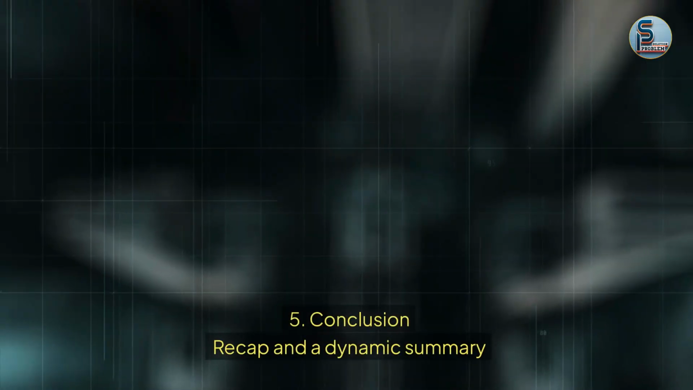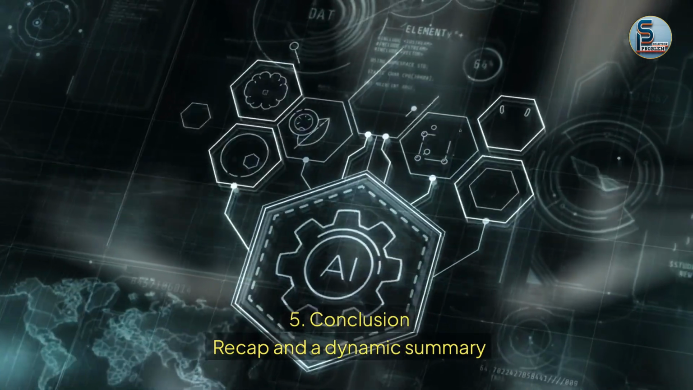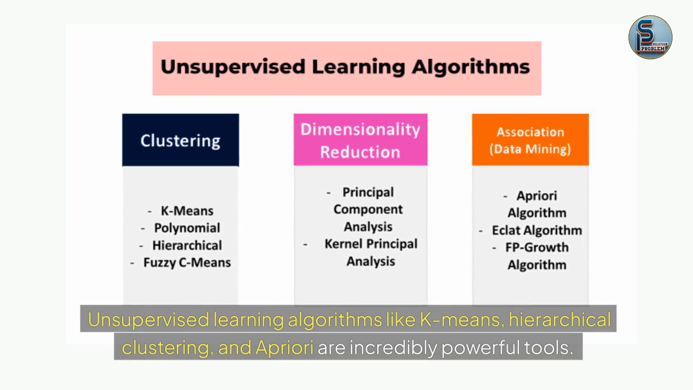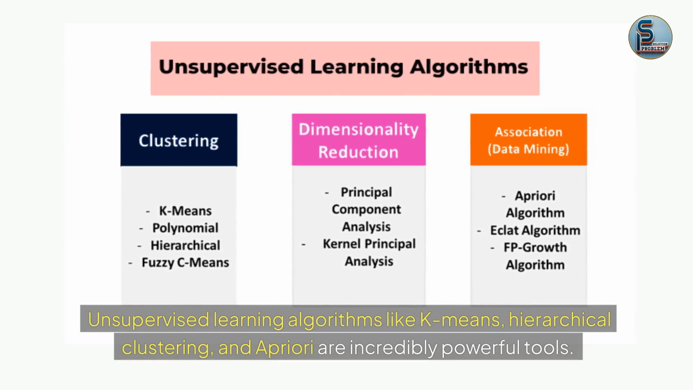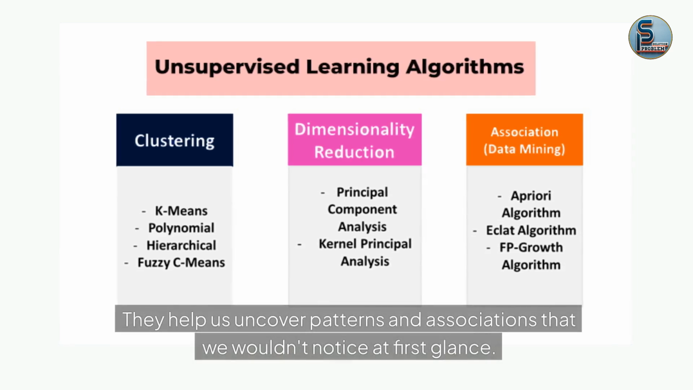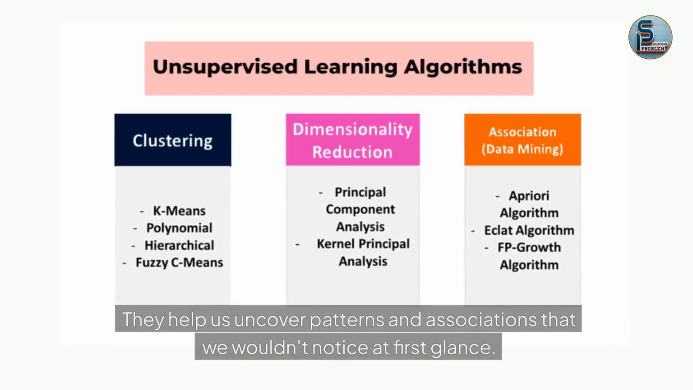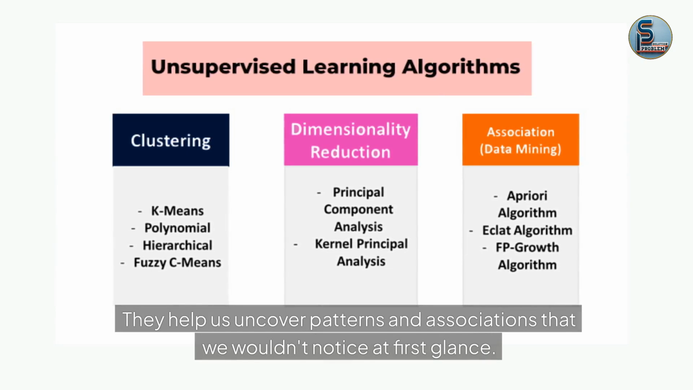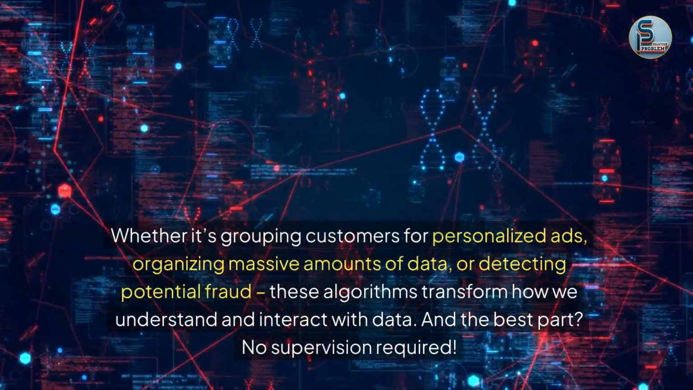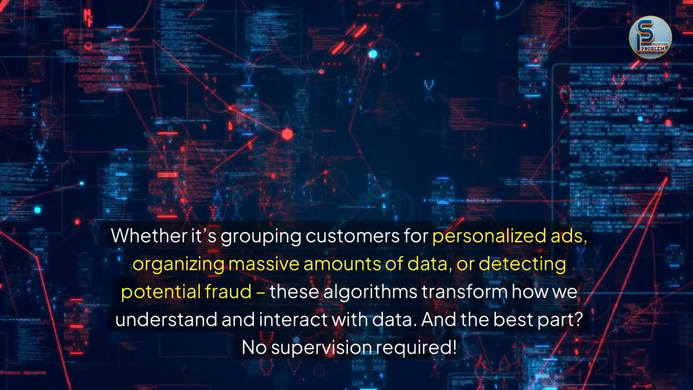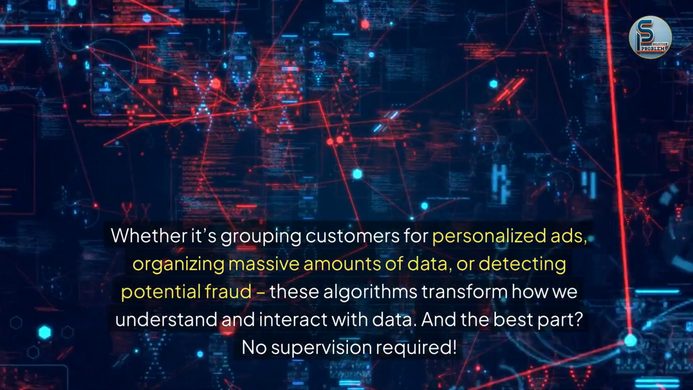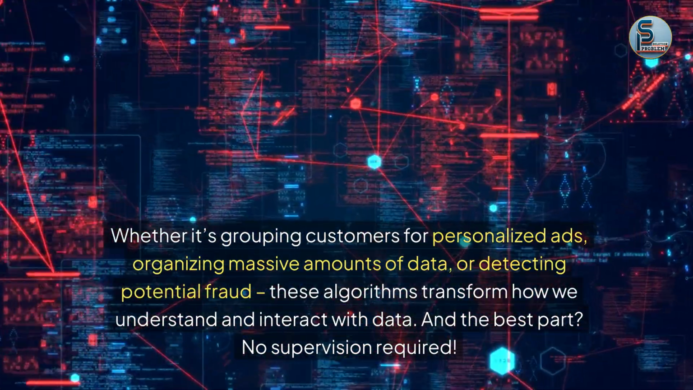5. Conclusion, recap and a dynamic summary. Unsupervised learning algorithms like K-means, hierarchical clustering, and Apriori are incredibly powerful tools. They help us uncover patterns and associations that we wouldn't notice at first glance. Whether it's grouping customers for personalized ads, organizing massive amounts of data, or detecting potential fraud, these algorithms transform how we understand and interact with data. And the best part? No supervision required.